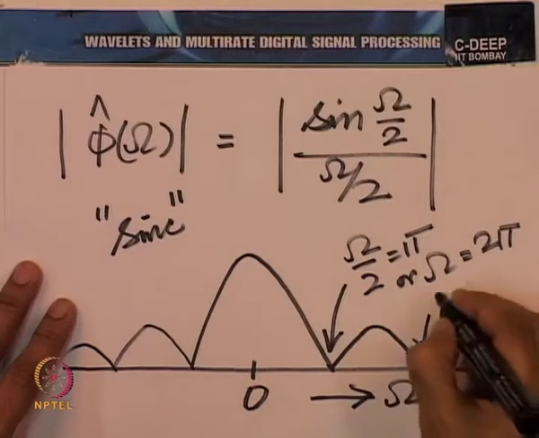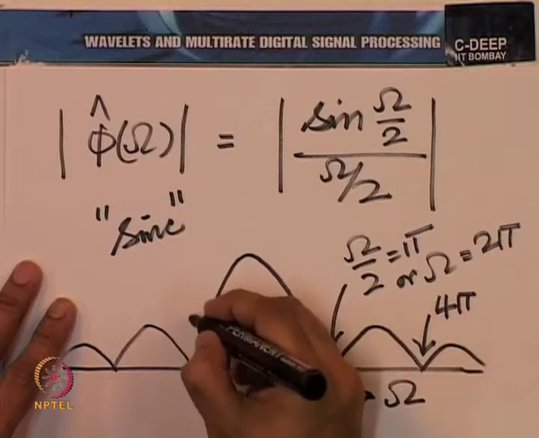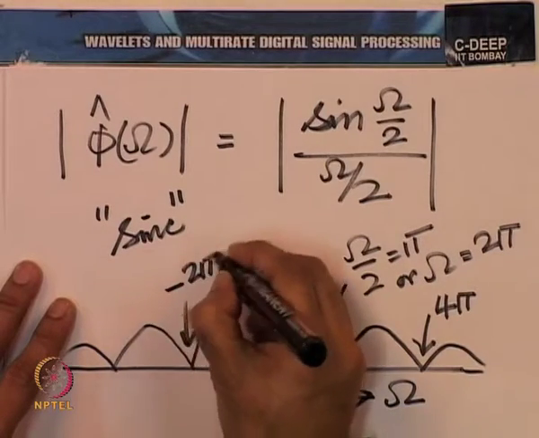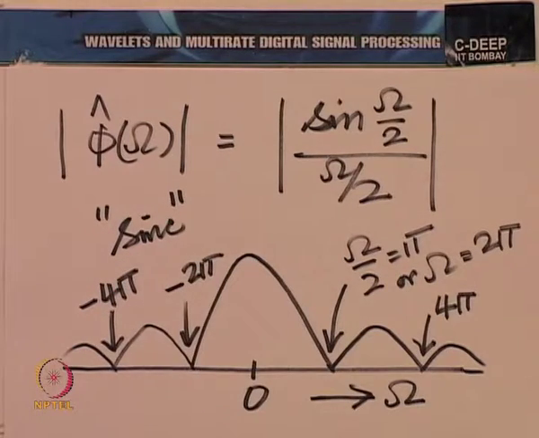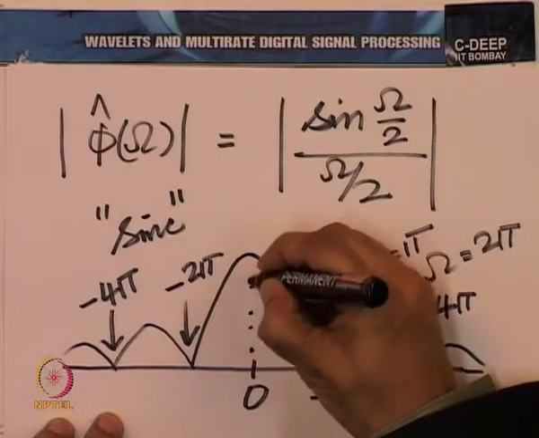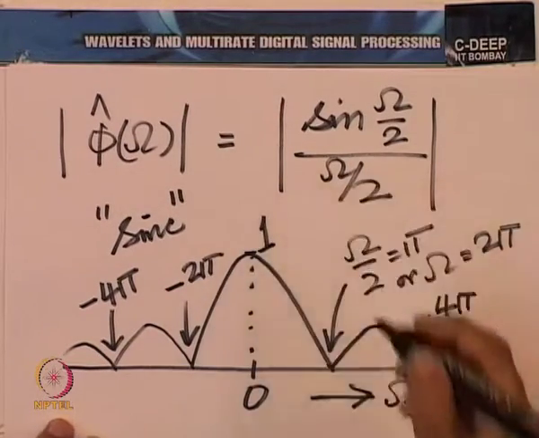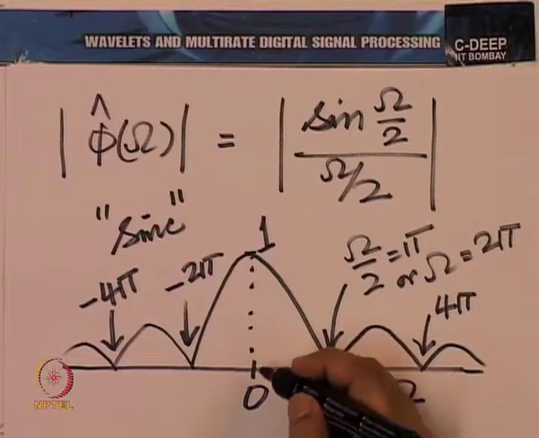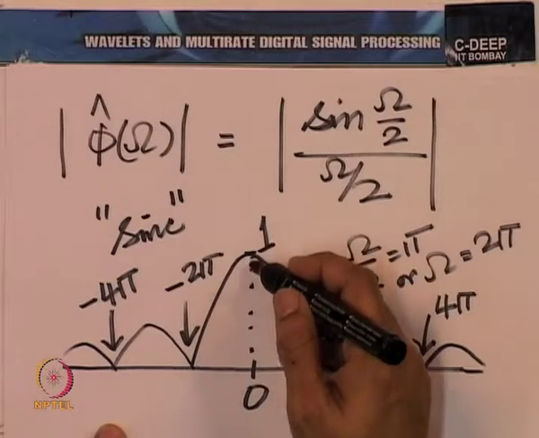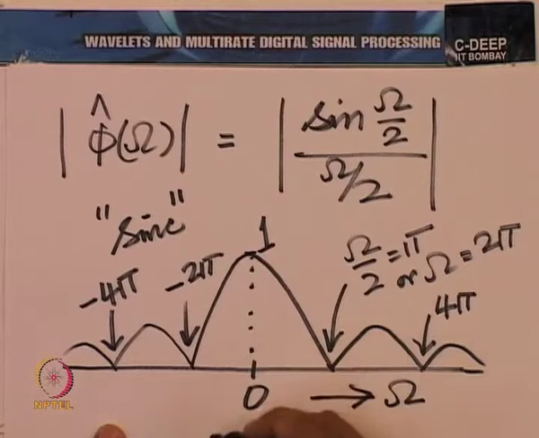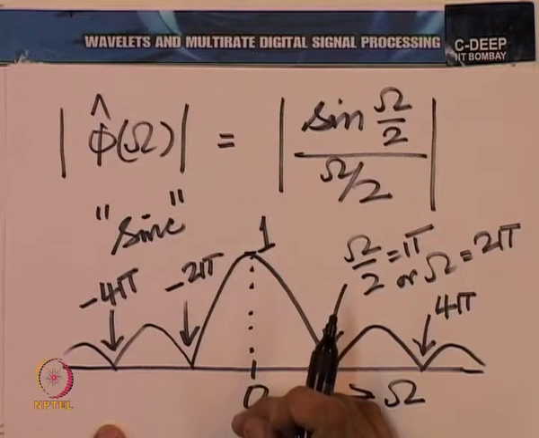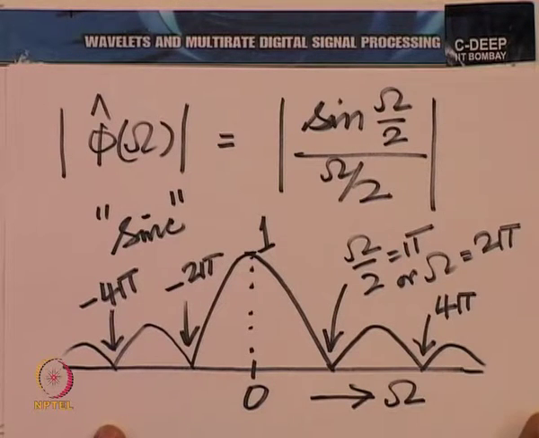And this of course, is the point where omega is 4 pi, and this where it is minus 2 pi, this where it is minus 4 pi, and so on and so forth. At this point, the magnitude takes the value 1. In fact, recall that the value of the Fourier transform at omega equal to 0 is indicative of the area under phi t. So, the integral of phi t over all t. Anyway, so much for the magnitude.